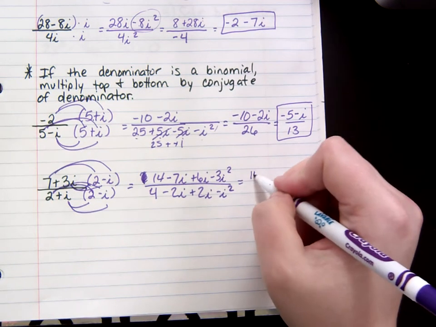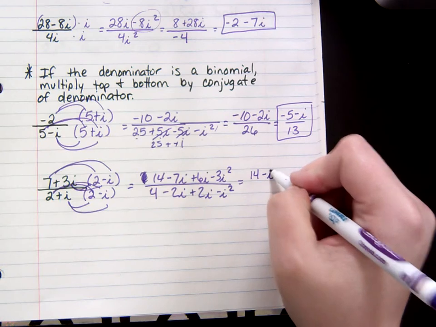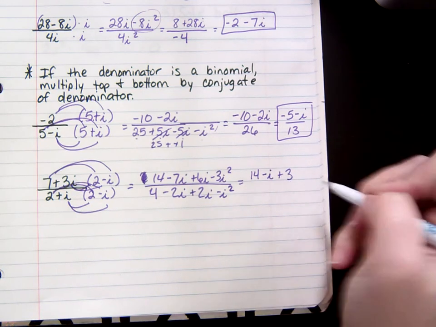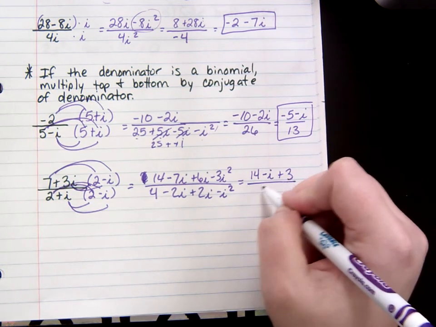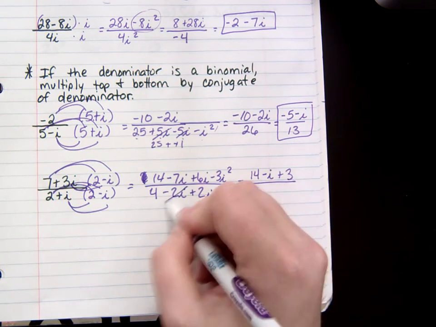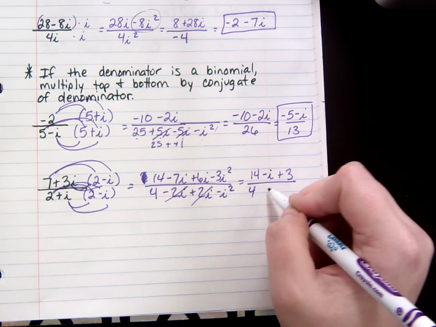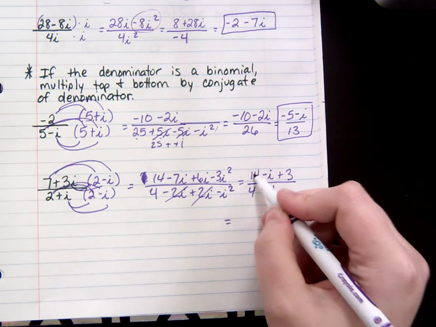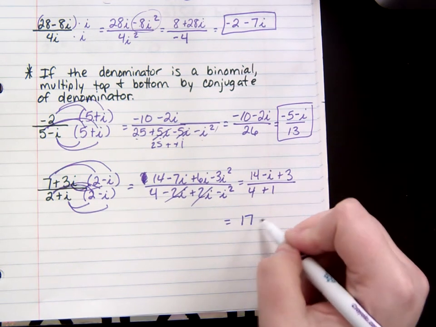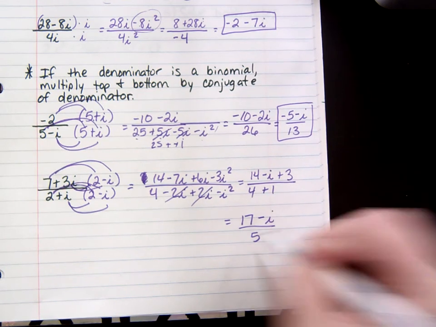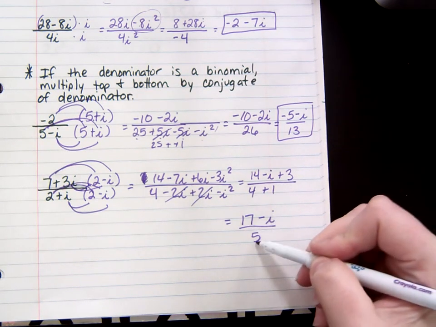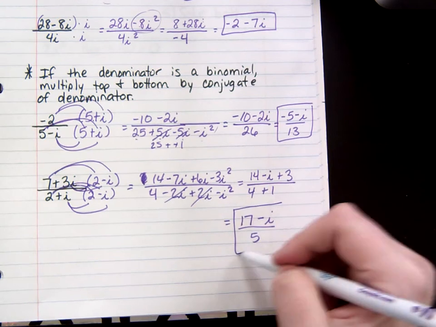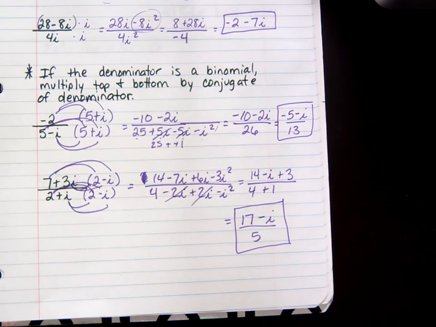So 14 minus i plus 3, and 4, these cancel, plus 1. So 14 plus 3 gives me 17 minus i over 5, and I cannot divide these by any number other than 1, so that is my final answer.